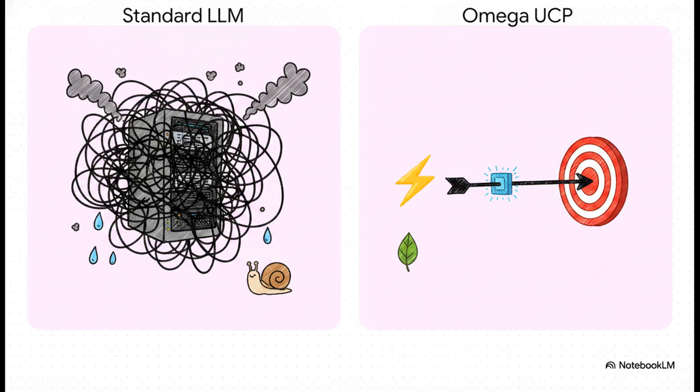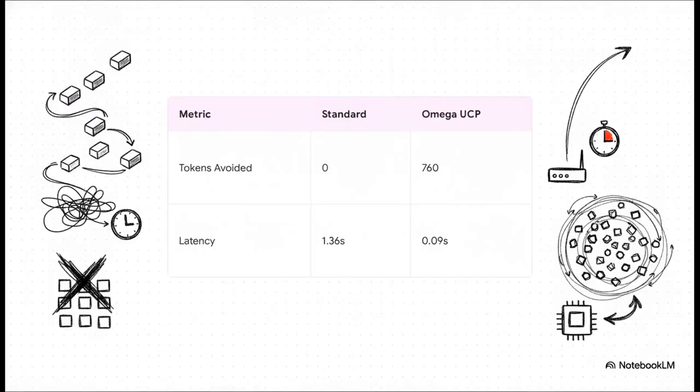The Omega UCP, however, acts as a smart router. It optimizes the prompt locally, figuring out exactly which systems need to be triggered without wasting huge amounts of computing power on unnecessary language generation. So the crucial point here is the stark difference in token processing. Look at the simulation data. In a standard command, the traditional pipeline avoided 0 tokens and took 1.36 seconds to process. But by acting locally, the Omega UCP managed to avoid processing 760 unnecessary tokens, dropping the latency down to a staggering 0.09 seconds. By routing commands efficiently at the local level, it massively reduces the computational burden.